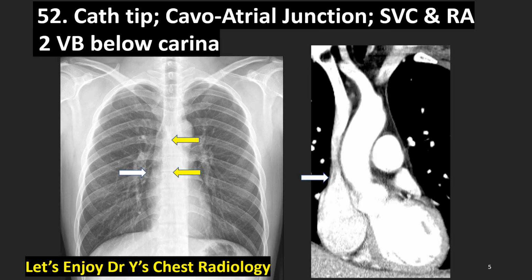The most important thing of this chapter is the catheter tip position: cavoatrial junction, superior vena cava, and right atrium. Two vertebral bodies below the carina on chest radiograph. The yellow lines indicate above the carina and two vertebral bodies below, the same level as the cavoatrial junction. The white arrow indicates the cavoatrial junction. Actually, distal SVC or proximal right atrium.